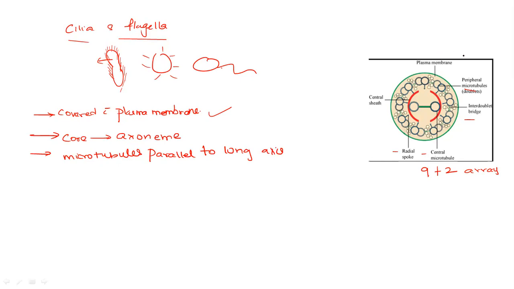The axoneme usually has 9 pairs of doublets. Now, you might be confused about where you see 9 pairs. So this is pair 1, pair 2, pair 3, pair 4, pair 5, pair 6, pair 7, pair 8, pair 9, right? And you have 1 and 2. So that's why you have the 9+2 arrangement. You have central microtubules, 2 in number, and peripheral microtubules, 9 in number. So how many peripheral microtubules do we have? We have 9. And how many central microtubules? We have 2.